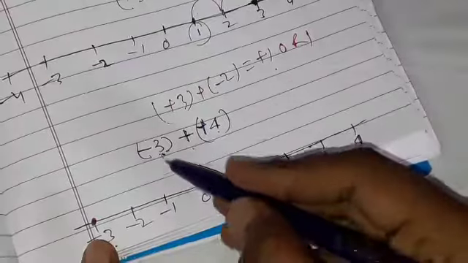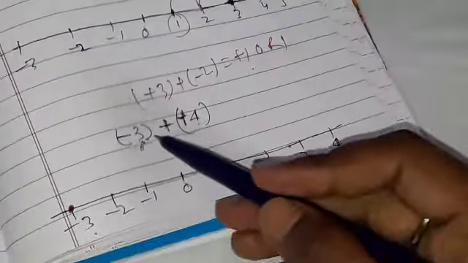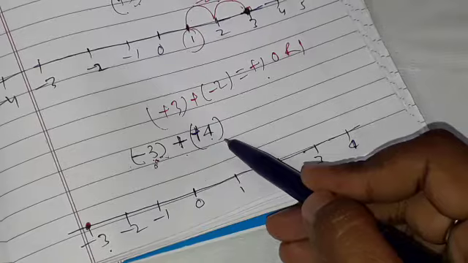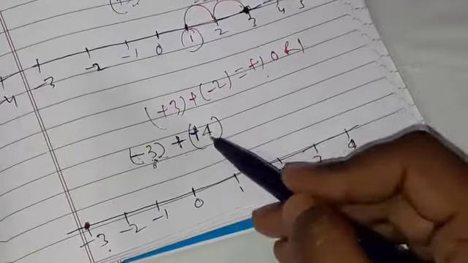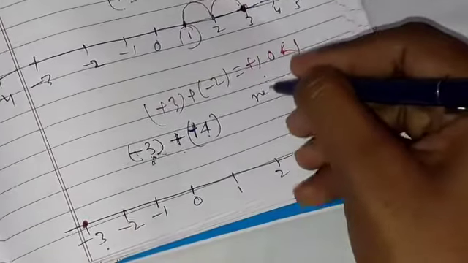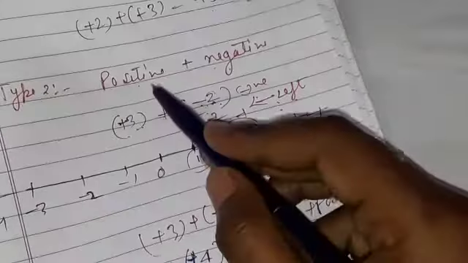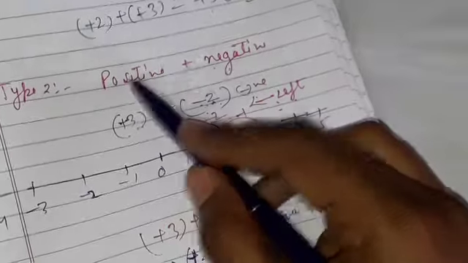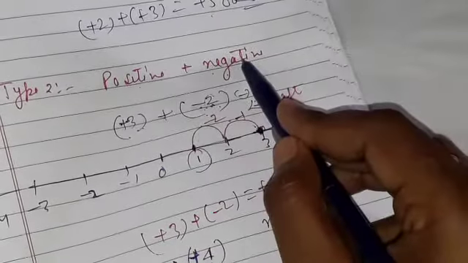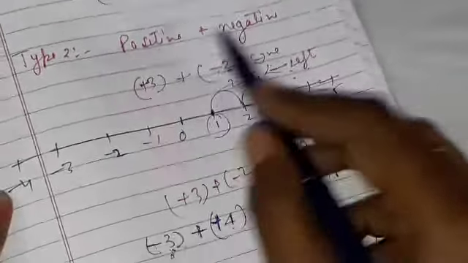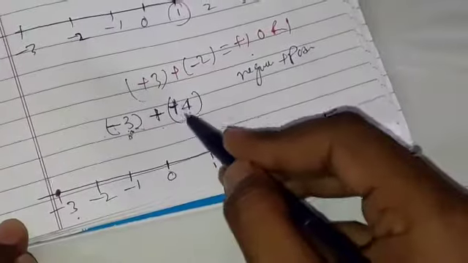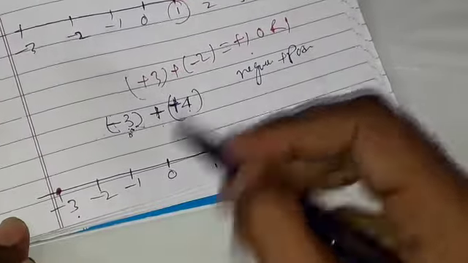One more example is here. This time your first integer is negative and second integer is positive. So negative plus positive. Here you can see positive plus negative. Sometimes negative is here and positive is here. So if the positions are interchanged, at that time minus 3 plus 4.